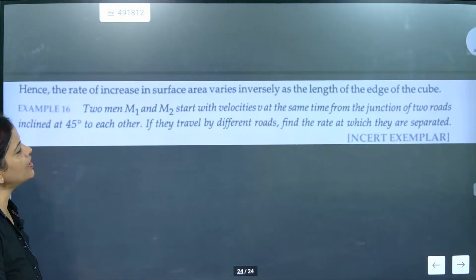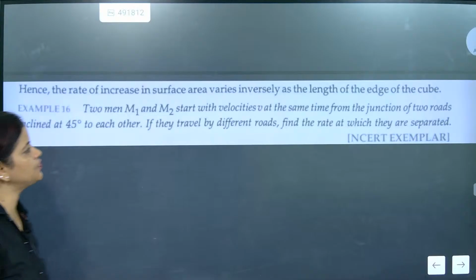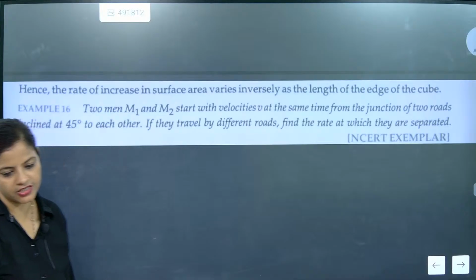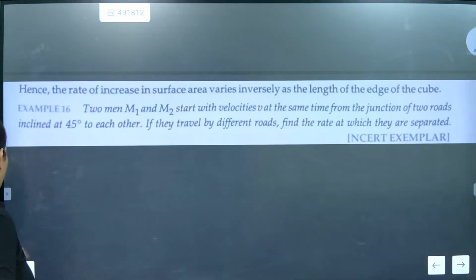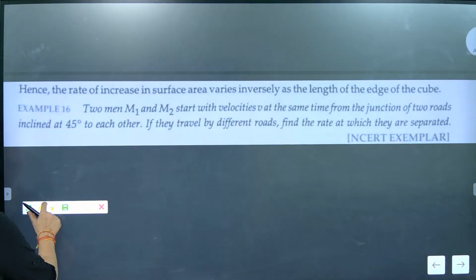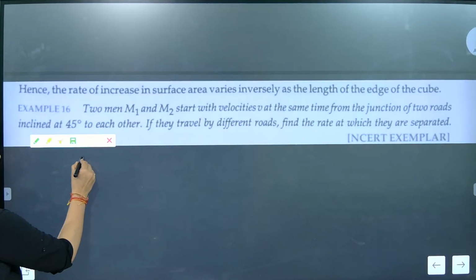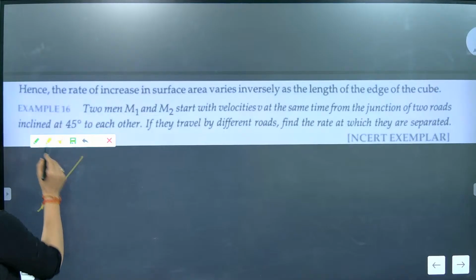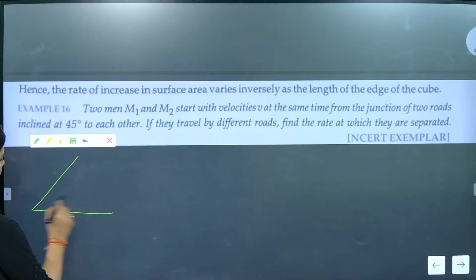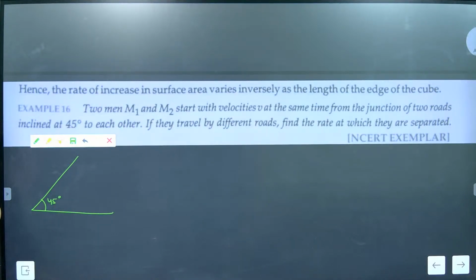Two men m1 and m2 start with velocities v at the same time from the junction of two roads inclined at 45 degrees. So two roads will be there at the junction, inclined at an angle of 45 degrees. What is the angle between them, beta? 45 degrees. Please note that. So this is the starting point.